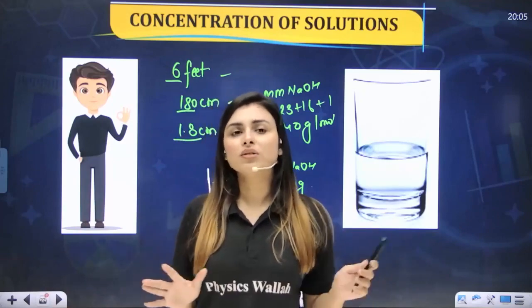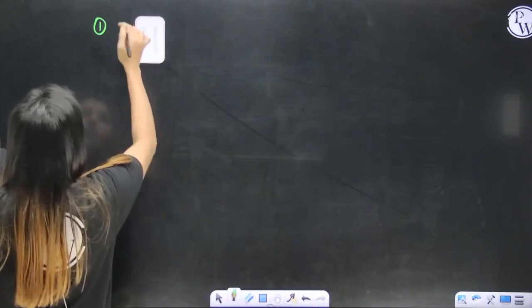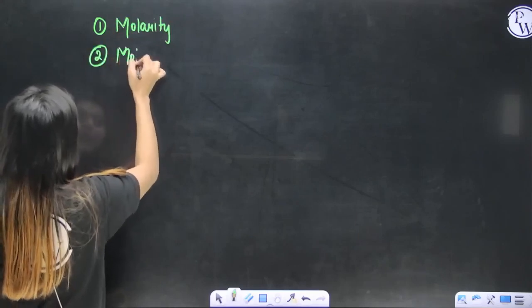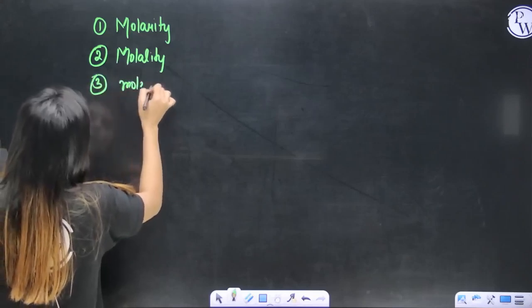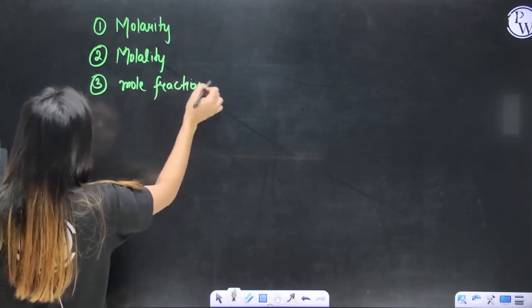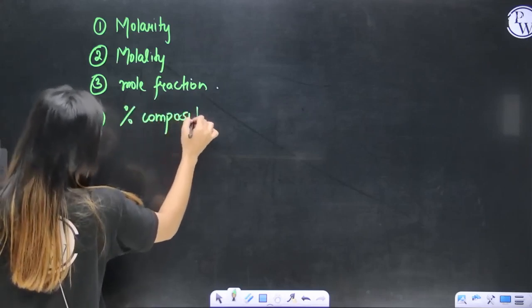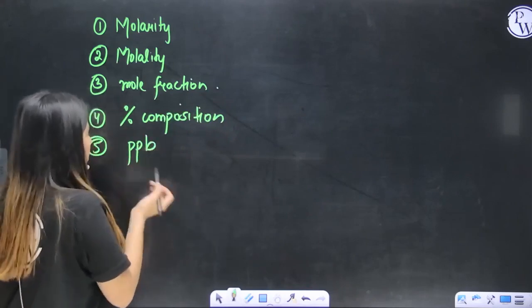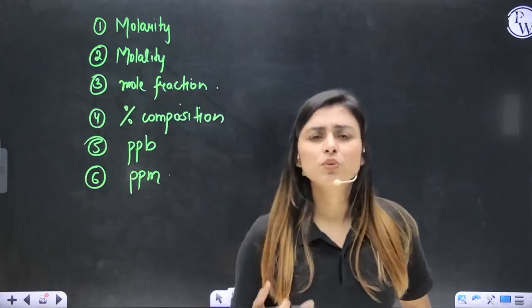So we are going to study different concentration terms: molarity, molality, mole fraction, percentage compositions, PPB, and PPM. These are the different types of concentration terms which we are going to study.